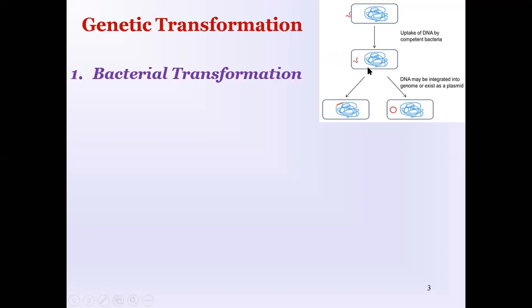So the DNA may be integrated in the chromosomal DNA, or it can exist as a plasmid. Both can happen within the bacterial transformation. Two steps are important. First is making competent cells. Normally cells are not competent. They do not take external DNA. So we need to make them competent to take the genes from the outside.